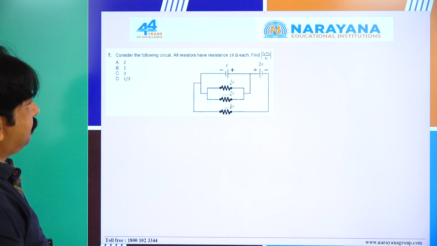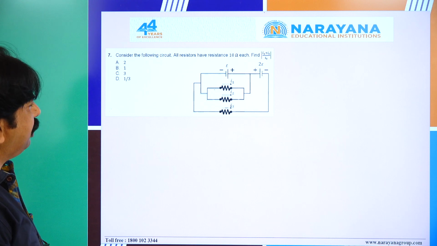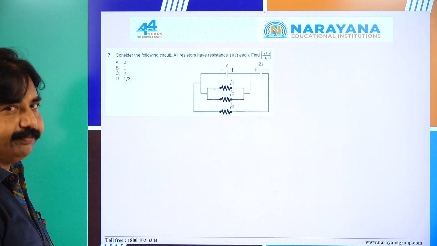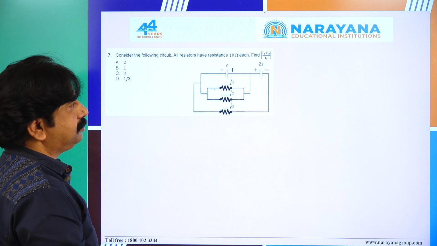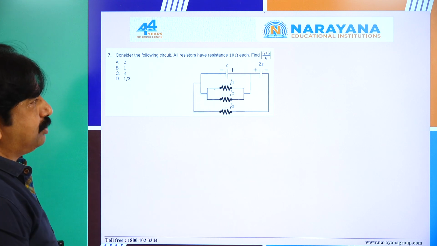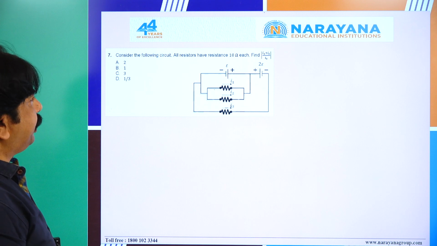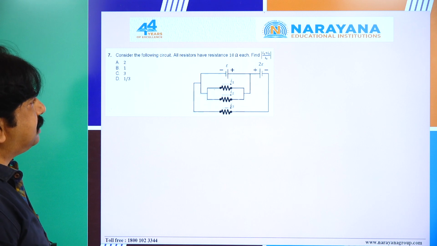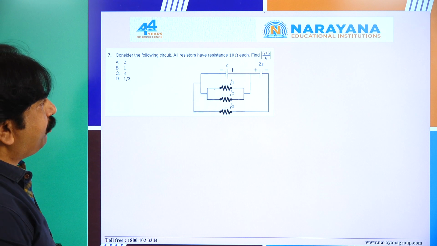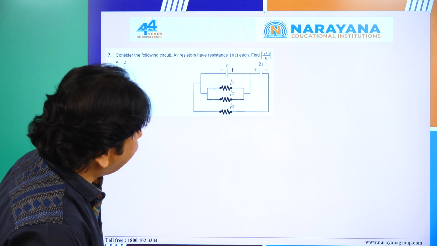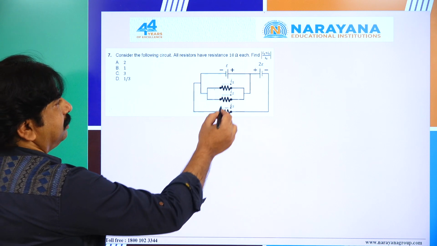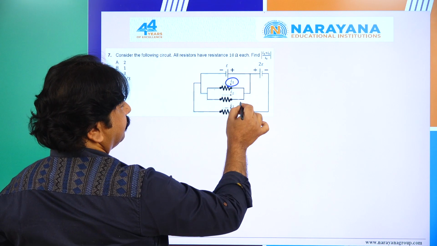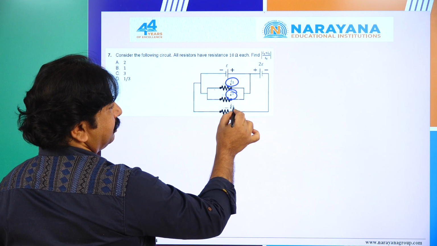Here also, look at the question. Purely it is current electricity. Now, look at the diagram here. The circuit based question. Consider the following circuit. All resistors have resistance 10 ohm each. Find (I1 + I2) by I3. So, in the diagram, this is I1, this is I2, this is I3 only.